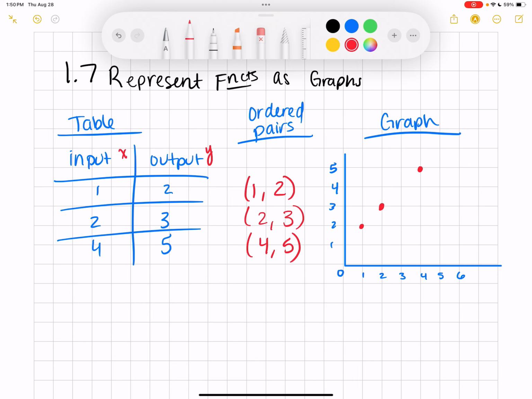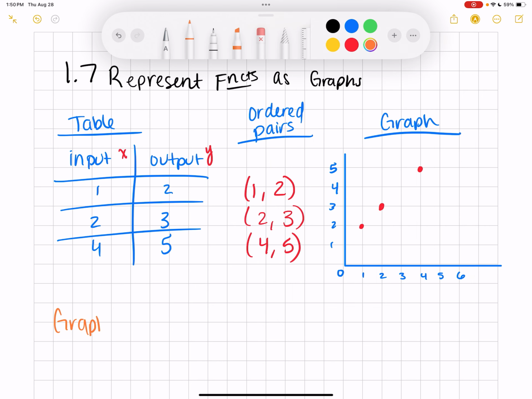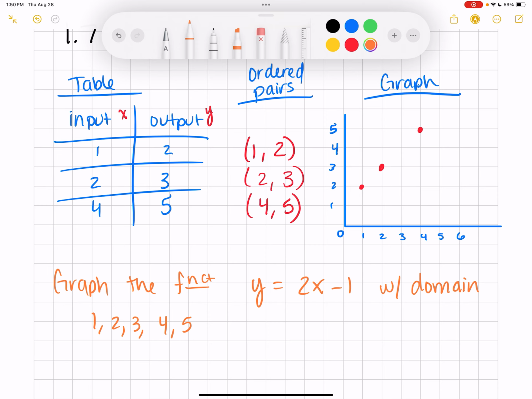The other thing they could do is they could give us an equation and then a domain like they were doing yesterday, okay? And we take that and then we produce the ordered pairs and or the graph depending on what they're asking us for. So if they told us to graph the function y equals 2x minus 1 with domain 1, 2, 3, 4, and 5, the first thing we would do is we're going to set up a table like we did. So we should be experts at that by now.